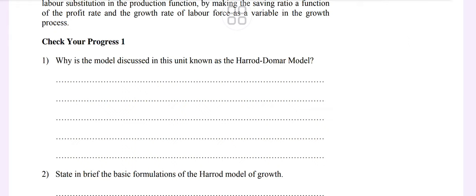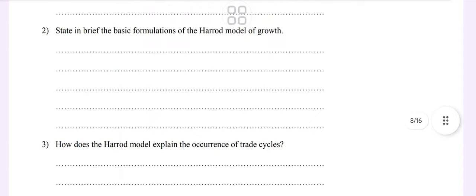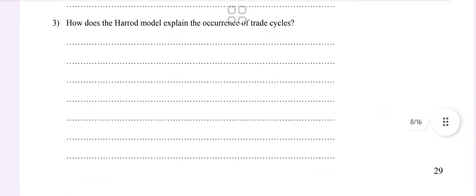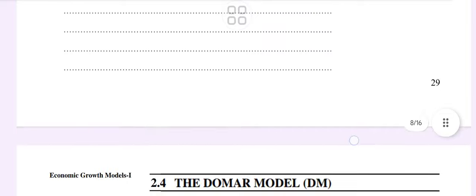So I give you homework. Why is the model discussed in this unit known as the Harrod model? State in brief the basic formulation of the Harrod model of growth. How does the Harrod model explain the occurrence of trade cycle?